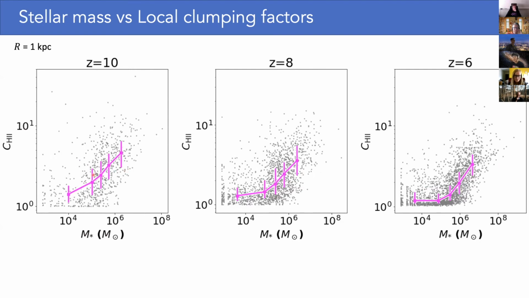The correlation becomes stronger when I plot stellar mass versus local clumping factors. So one needs to consider that the recombination rates around halos are not uniform, but depend on halo mass or stellar mass.